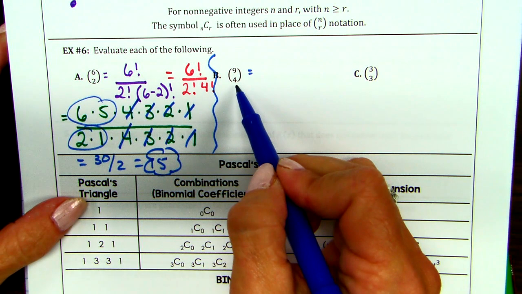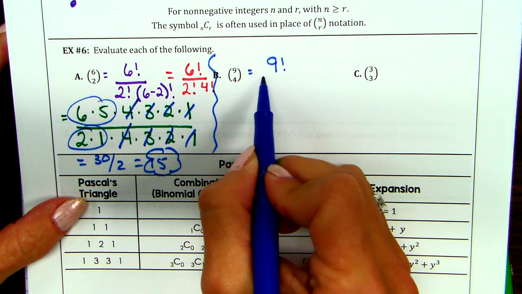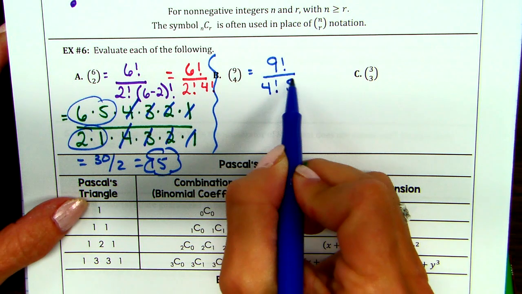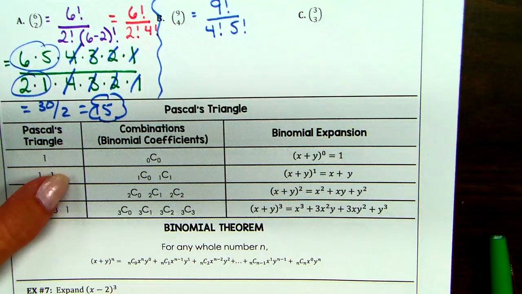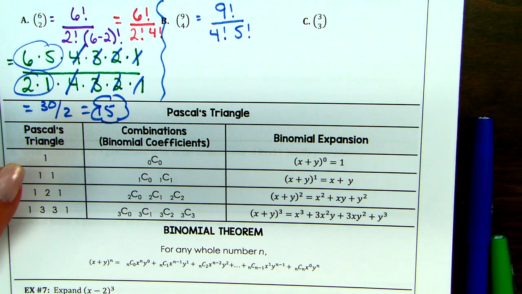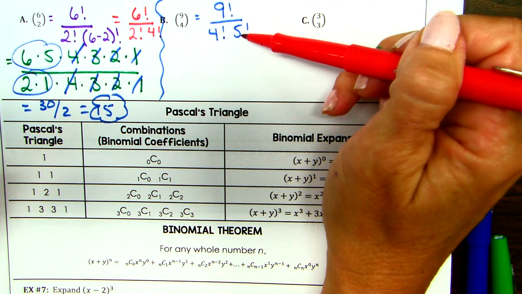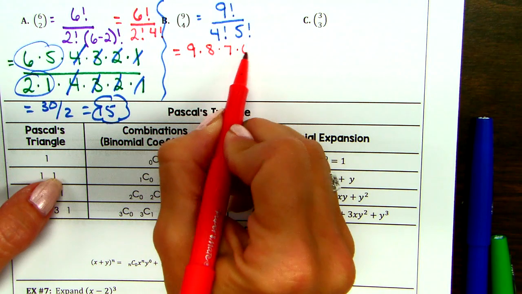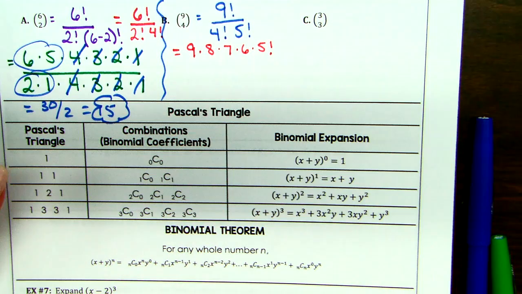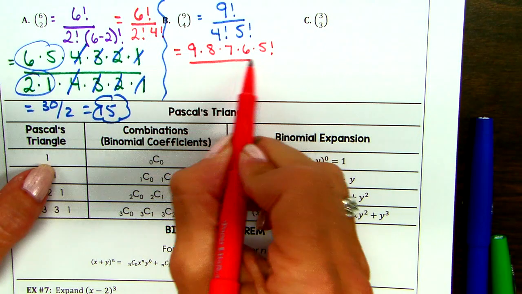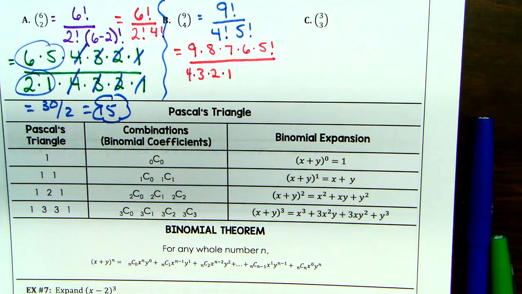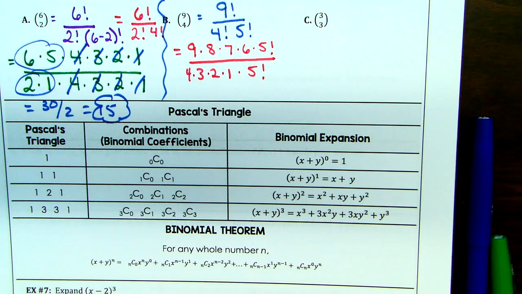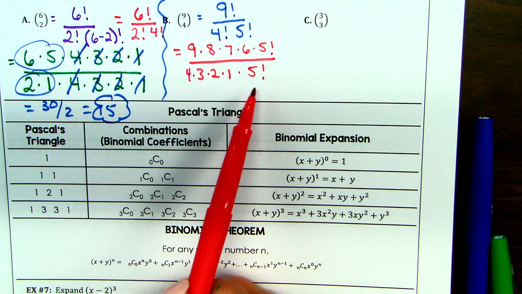So 9 over 4 would be 9 factorial over 4 factorial times the difference, 9 minus 4, is 5 factorial. Now, instead of writing 9 all the way down to 1, do a quick glance at your denominator, and maybe that will help you understand what I'm going to do here. 9 times 8 times 7 times 6 times 5 factorial. Wait for it. 4 times 3 times 2 times 1 times 5 factorial. What I did is I stopped my numerator at the biggest number in my denominator.